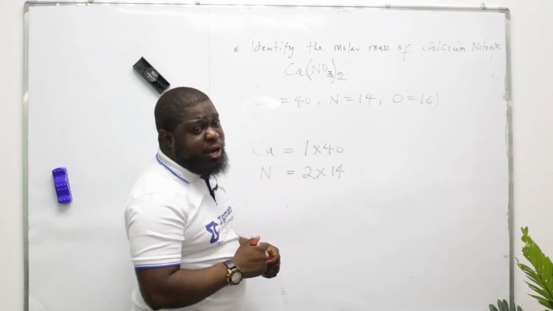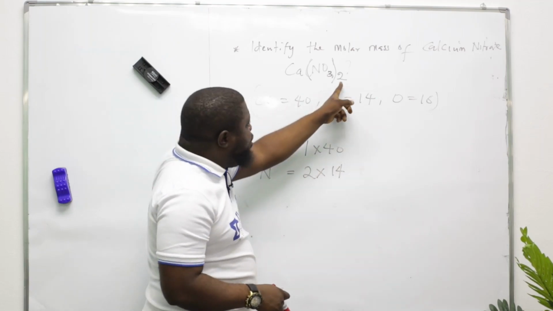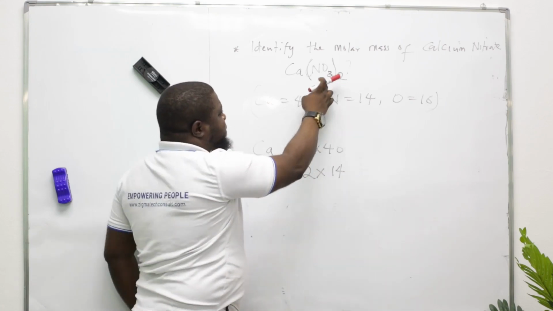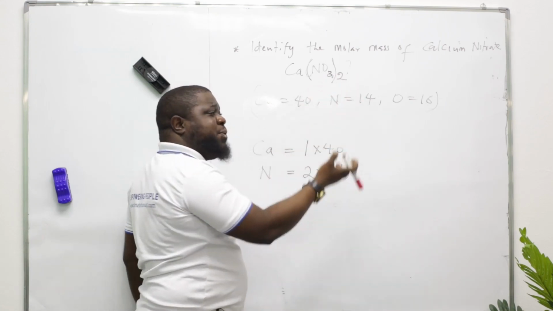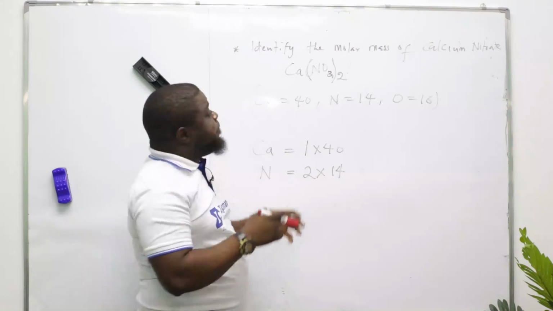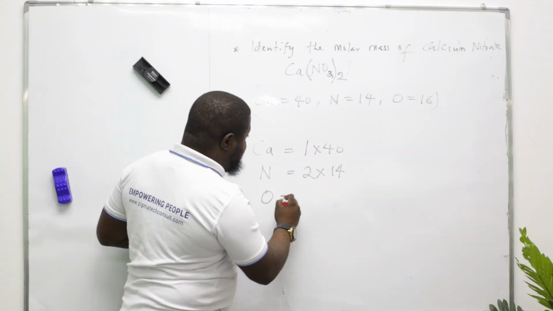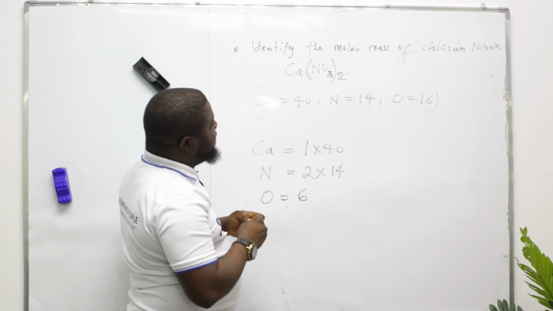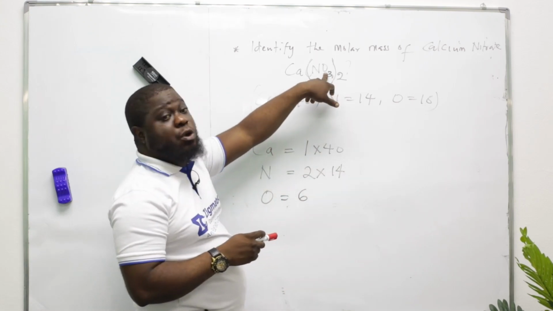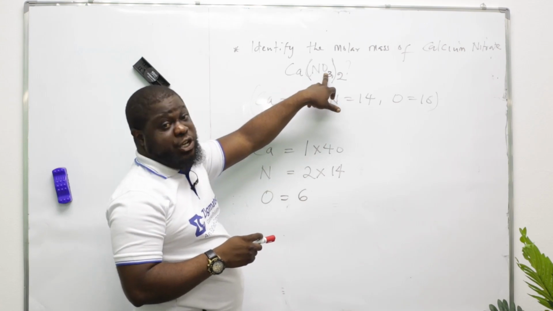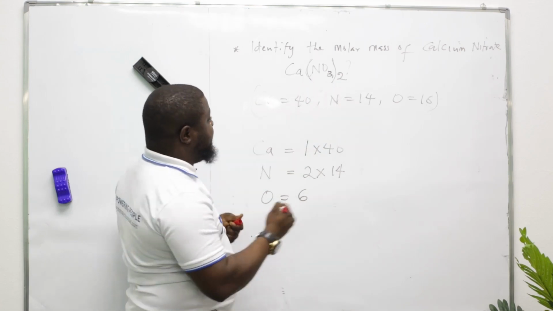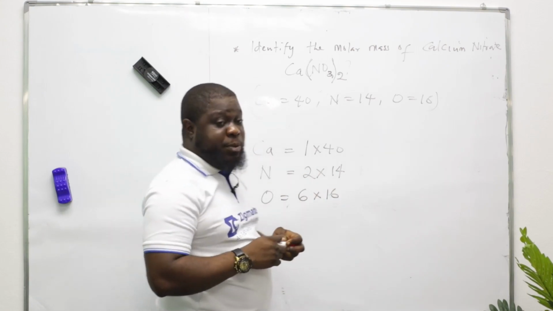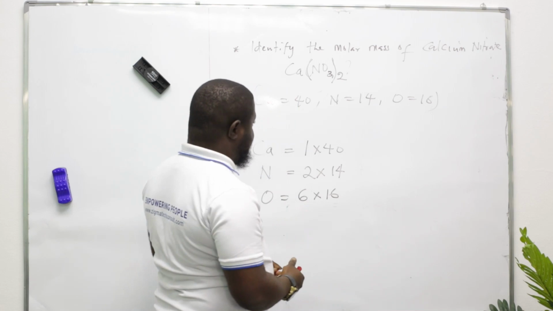Now, for the O subscript 3, it will be 2 times 3 for the oxygen, because this 2 is affecting what's inside the bracket. So the oxygen will be 2 times 3, which is 6. The number of atoms of oxygen is now 6, so it will be 6 times the mass number, which is 16.